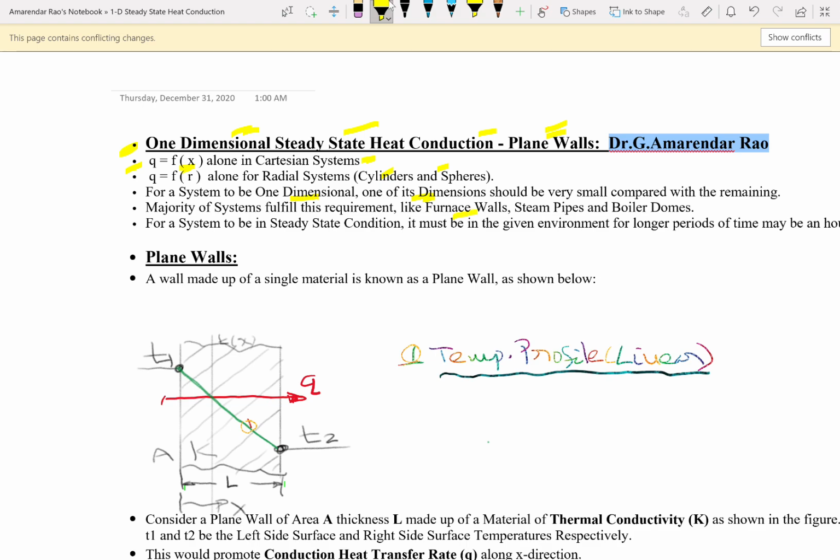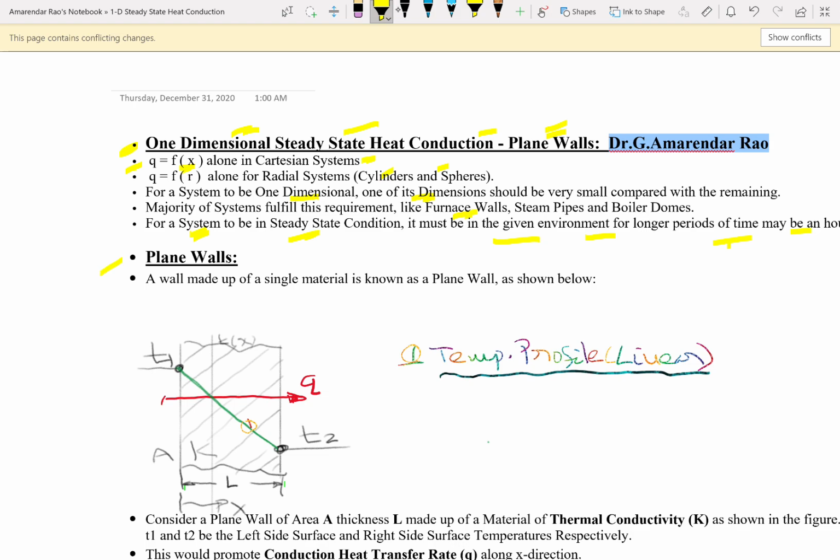If you look at a furnace wall, the thickness of the wall is going to be so small compared with the lateral dimensions of the wall. Therefore, a furnace wall can be taken as a one-dimensional system. And for a system to be in steady-state condition, it must be in the given environment for longer periods of time, maybe an hour or even more.